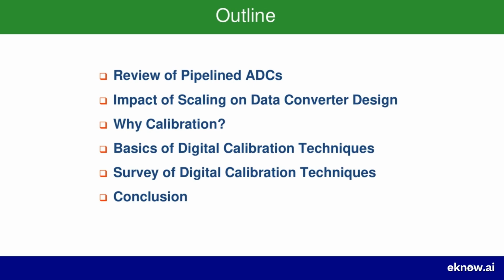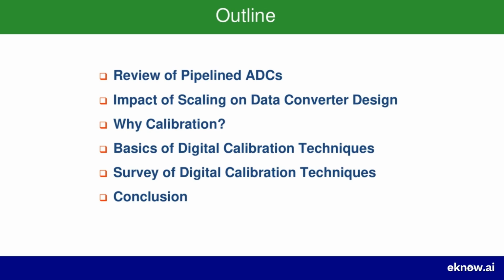We'll begin with a review of pipelined ADCs. This is our starting point, making sure everyone has a solid understanding of the fundamental architecture and operation of these types of analog to digital converters before we dive into more advanced topics. Next, we will explore the impact of scaling on data converter design. This is a crucial section that addresses the core challenges in modern electronics. As we make transistors smaller and smaller to fit more on a chip, a process known as scaling, it introduces new problems for analog circuits like ADCs. We'll examine exactly what those problems are.